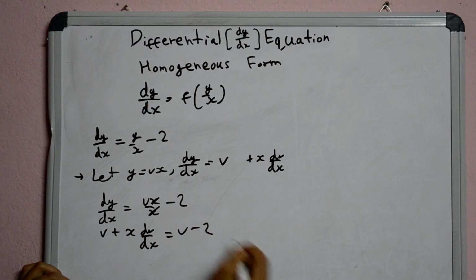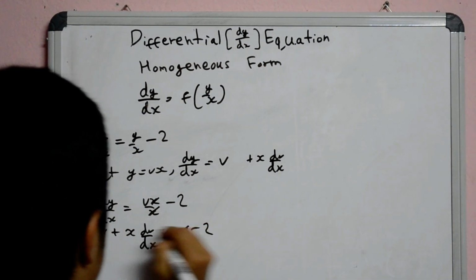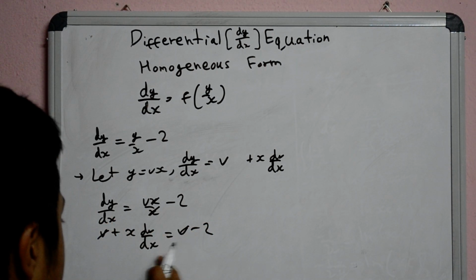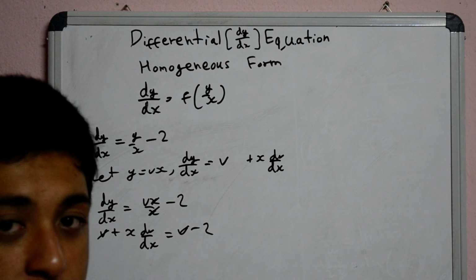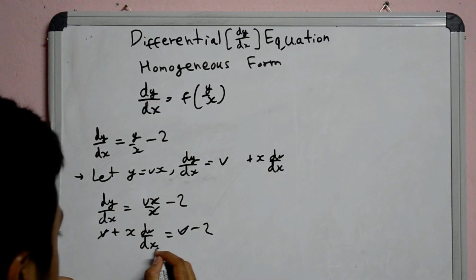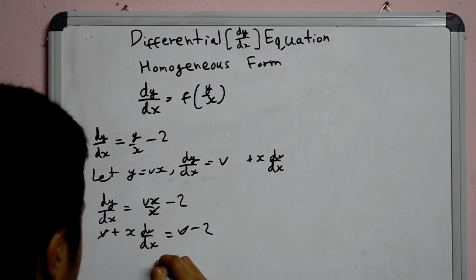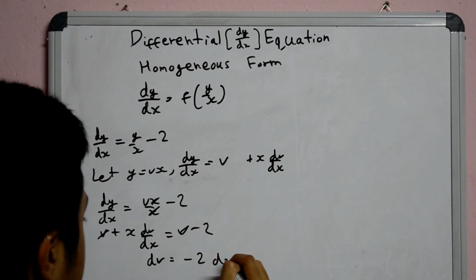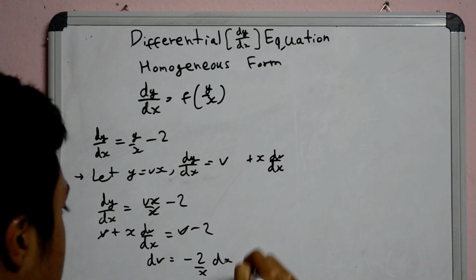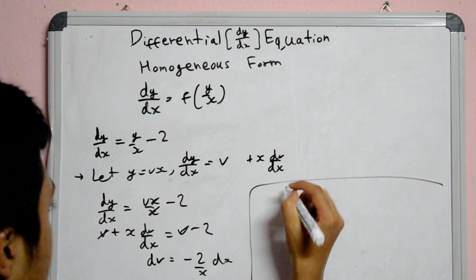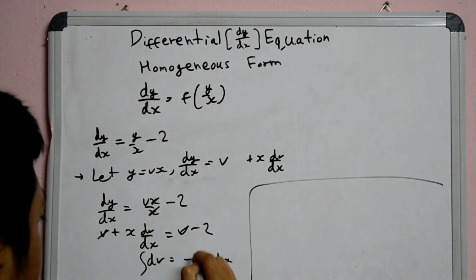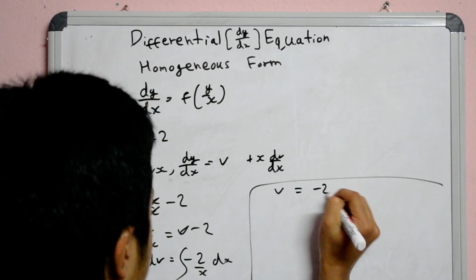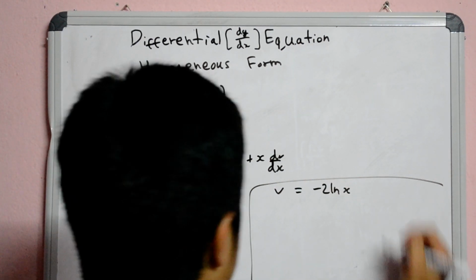v minus 2. Simply we cancel out the v's, and we have to put dx in the numerator and the function of x with dx. So this goes here, that one goes down, so we have dv equals minus 2 dx/x. So we'll just integrate here, so we'll have v equals minus 2 ln x.